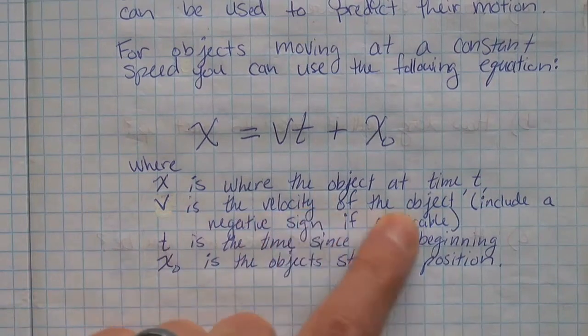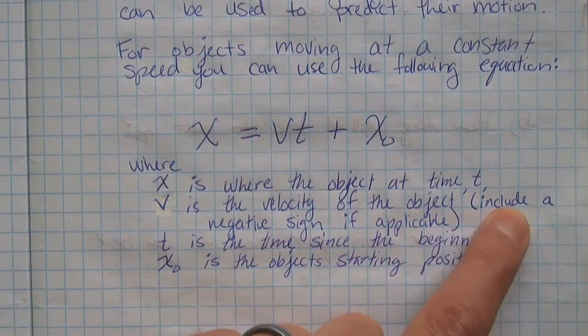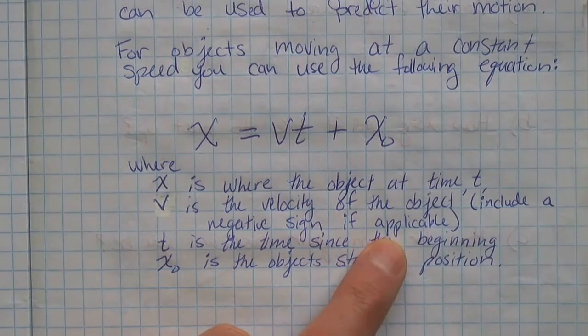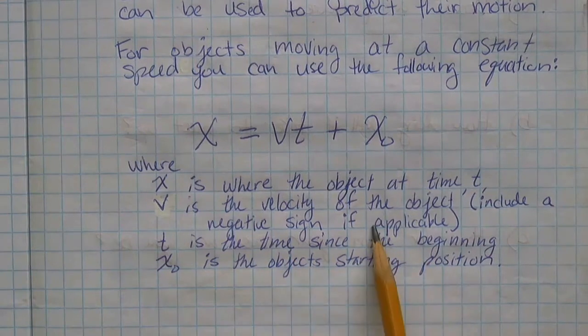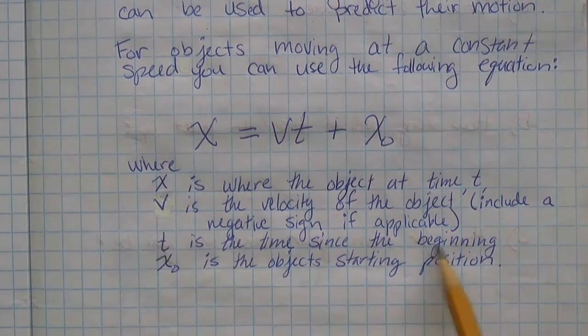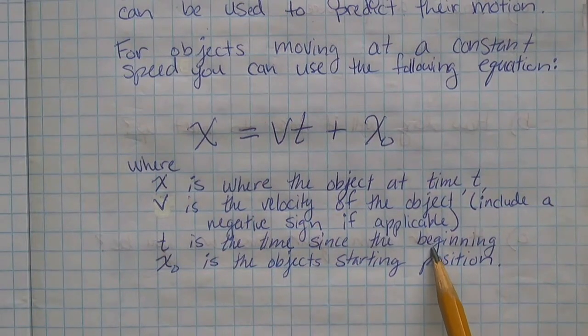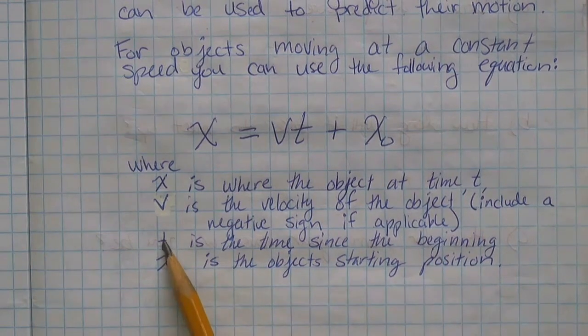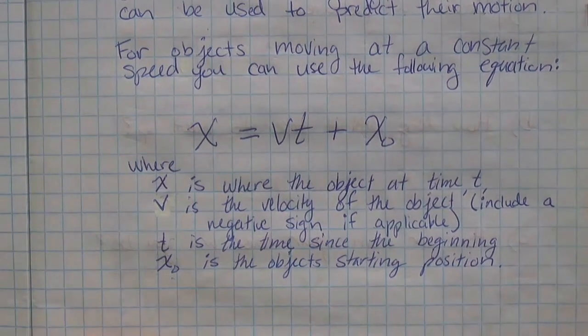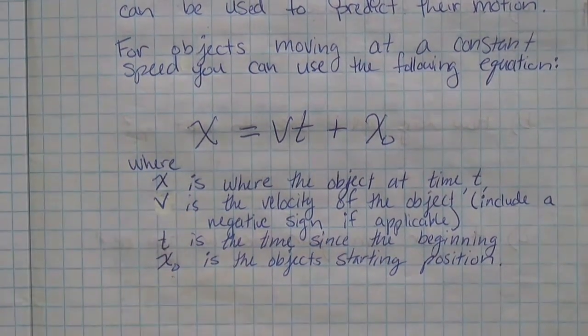V is the velocity of the object, and we would want to make sure we include a negative sign if the object was moving in the negative direction. That usually means if it was moving to the left, you would want to have a negative sign there. t is the time since the beginning, usually when the two objects left, so the time since they left. And x naught is the initial position of each object. So that's the notes. Let's take a look at an example problem.